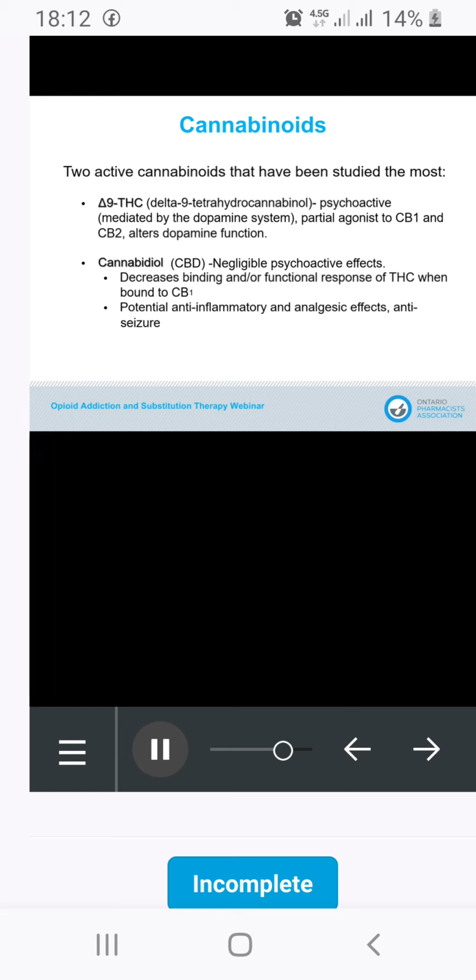reports around drug interactions to help guide some of our management of CBD-only products as it relates to pain.